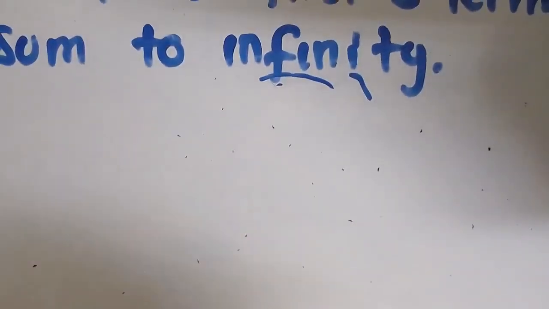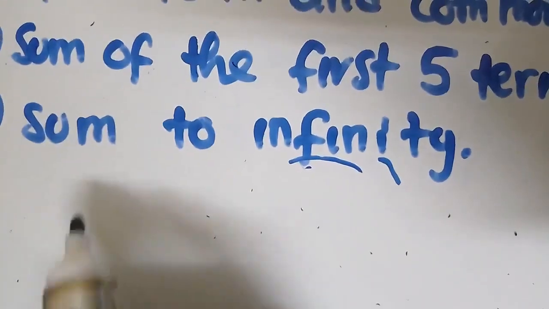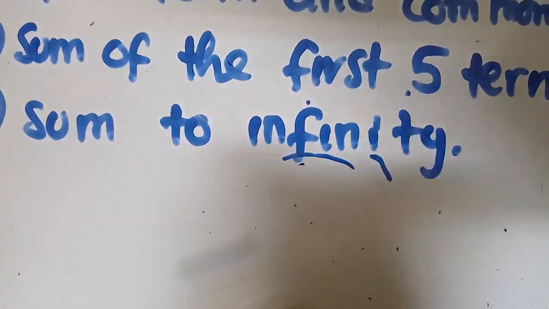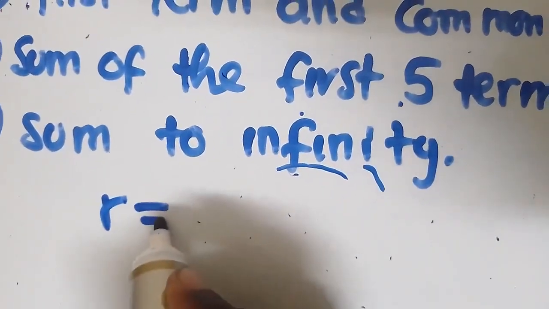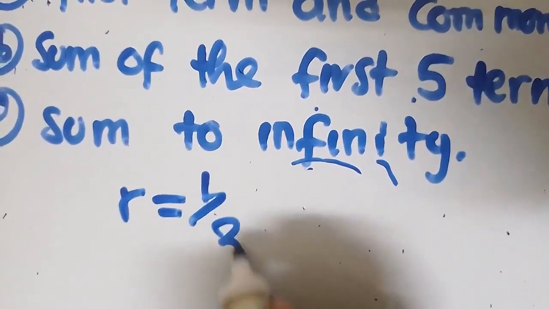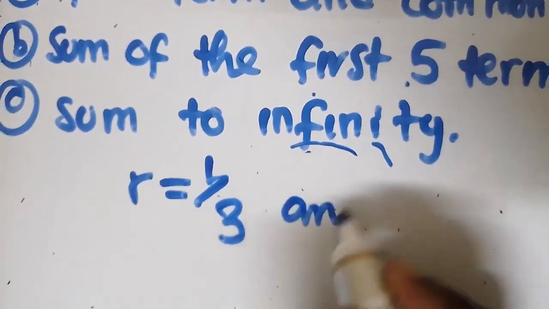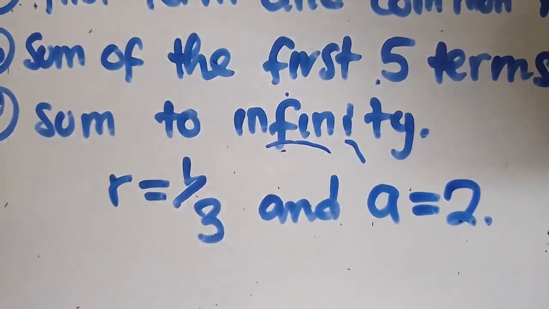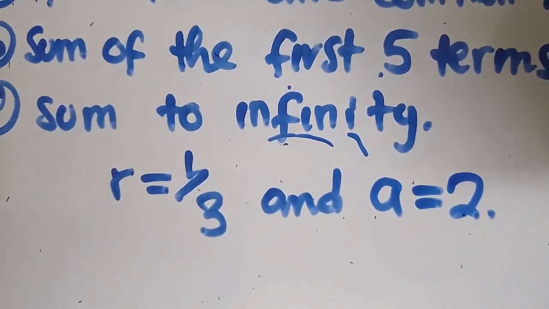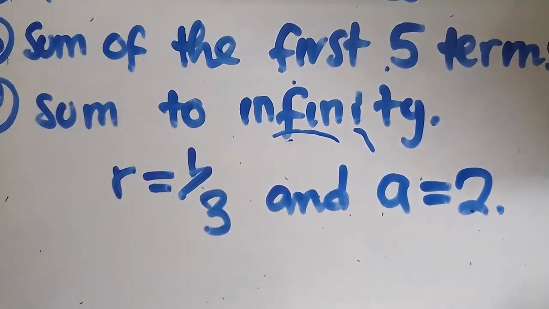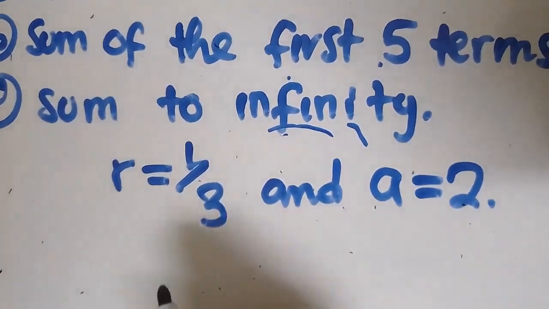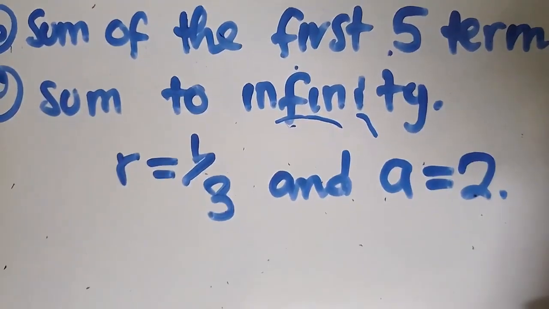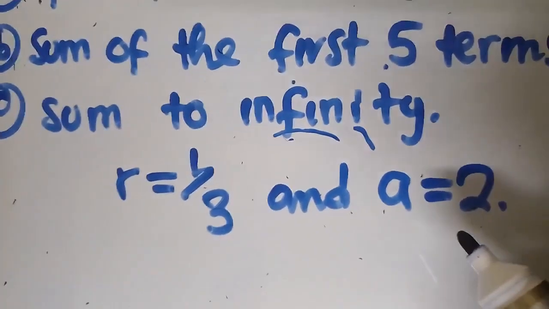So b is saying, what is b saying? Sum of the first 5 terms. You know the common ratio. Common ratio is what? 1 over 3. The other thing that you know is the first term. First term is what? 2. These are the only 2 things which are important in a sequence. So sum of the first 5 terms. Okay, I'm told to find the sum of the first 5 terms.